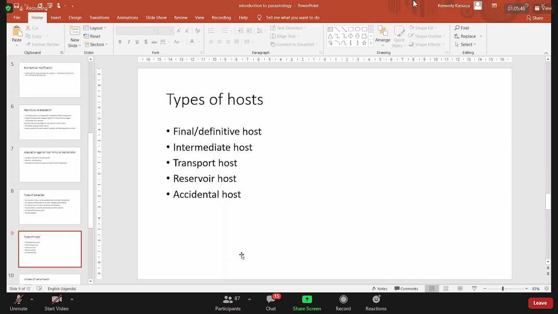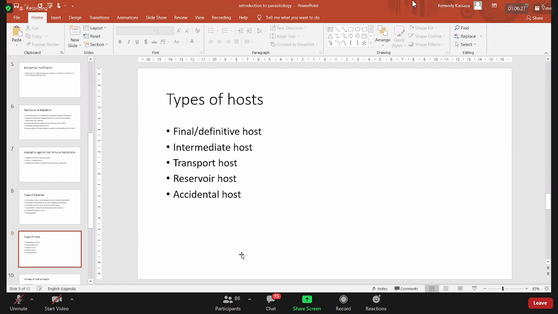Then we have those known as transport hosts. These ones do not show signs of disease, but they are carrying the parasite, and the parasite can only infect the final host when the transport host is eaten or ingested by the final host.